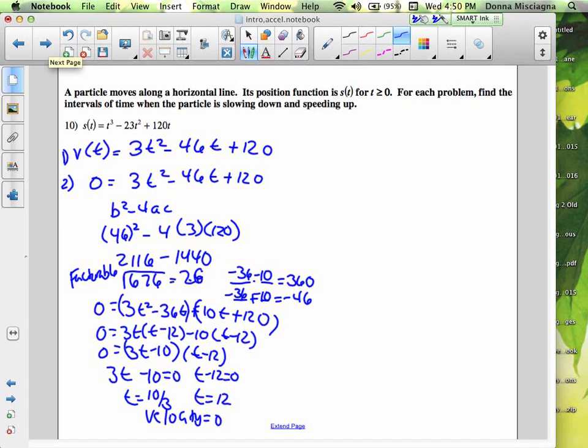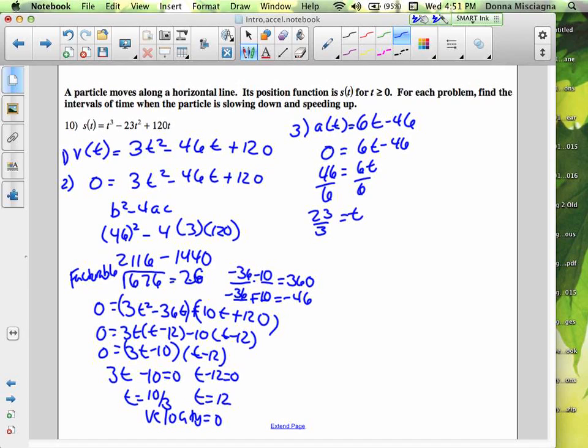The other critical point is when acceleration is 0. So we're going to take the derivative again this time and find the equation for acceleration. If we take the derivative of 3t squared minus 46t plus 120, we would have 6t minus 46. Now we'll set that one equal to 0. Easier to solve. 0 equals 6t minus 46. So 46 equals 6t, and so 23 thirds equals t. All right, so this is when acceleration equals 0. So now we'll do our sign chart.